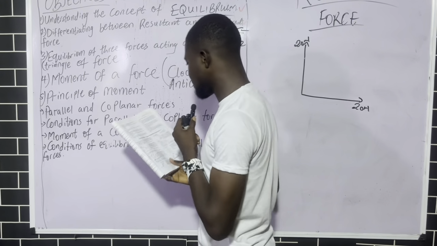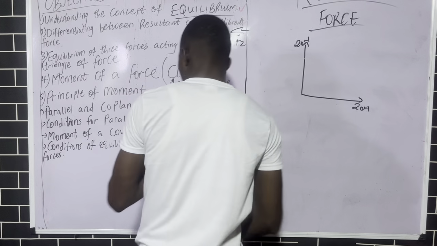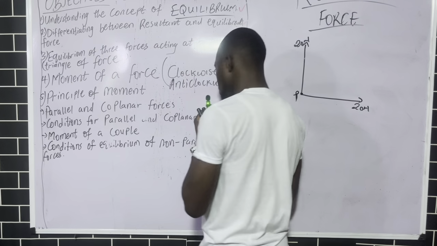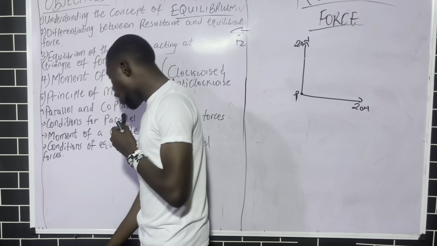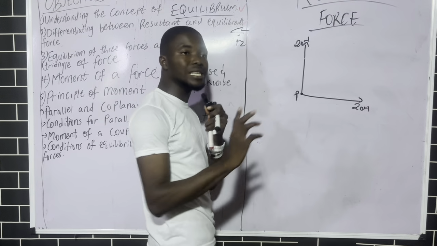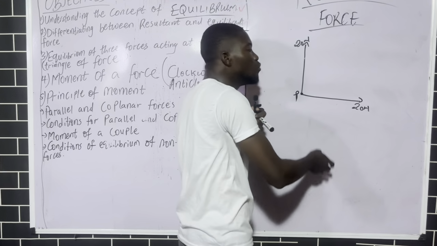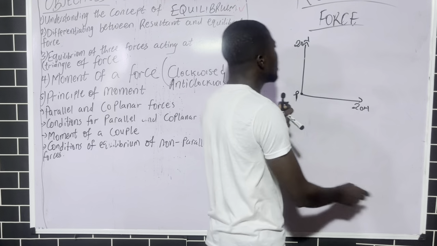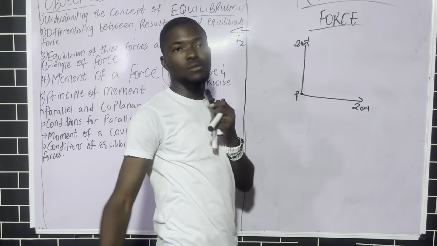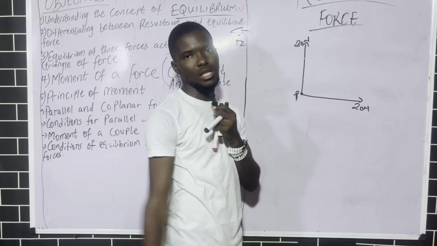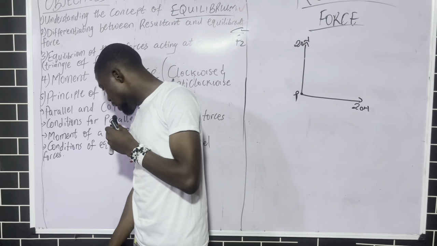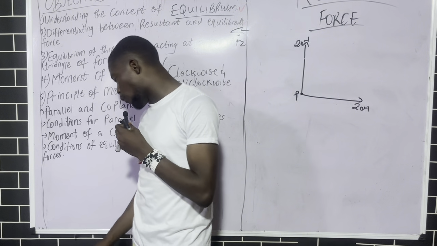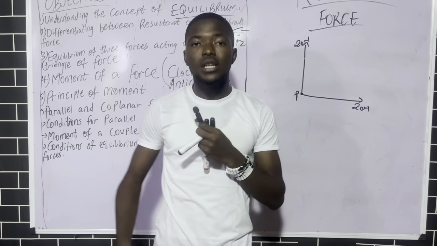The question says a particle P. So this is the particle P. A particle P is maintained in equilibrium by two forces, 20 Newton and 20 Newton. One is 20 Newton in the x direction, the other is 20 Newton in the y direction. Are you following me now? And a third force F, which is not shown in the diagram. What is the force F?